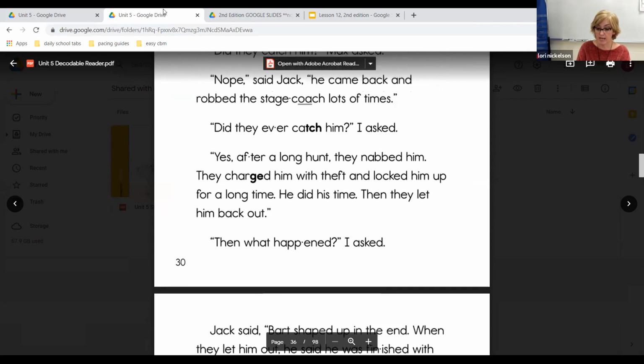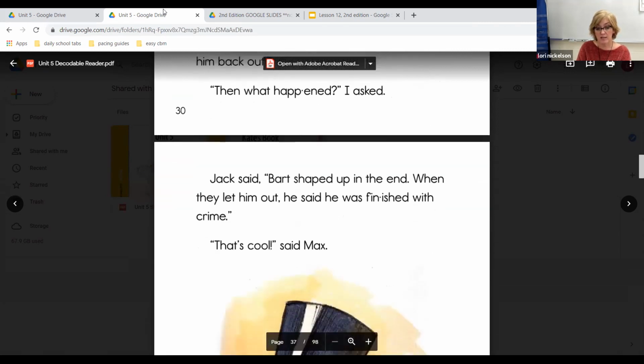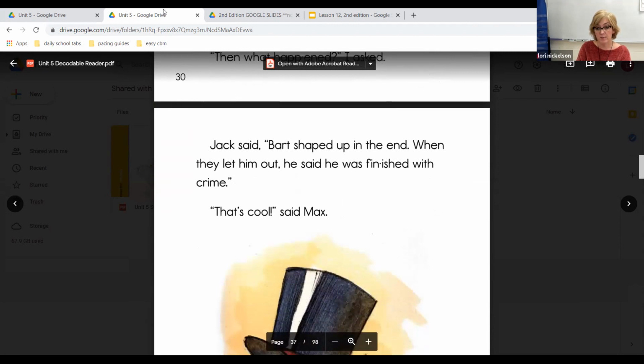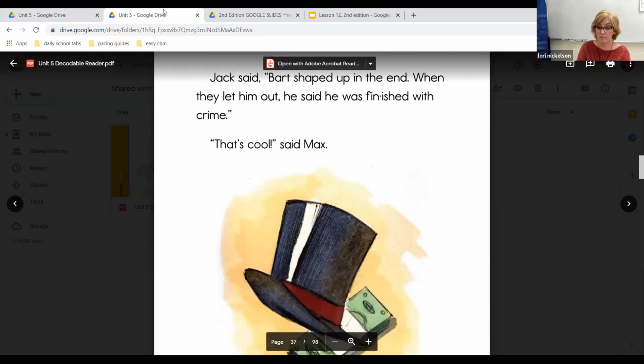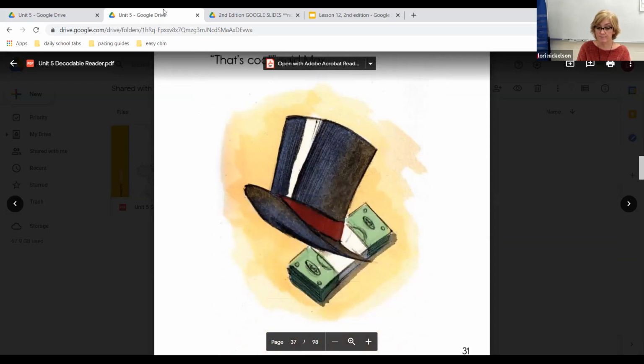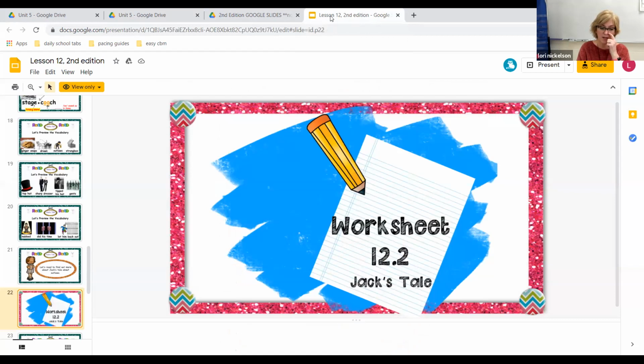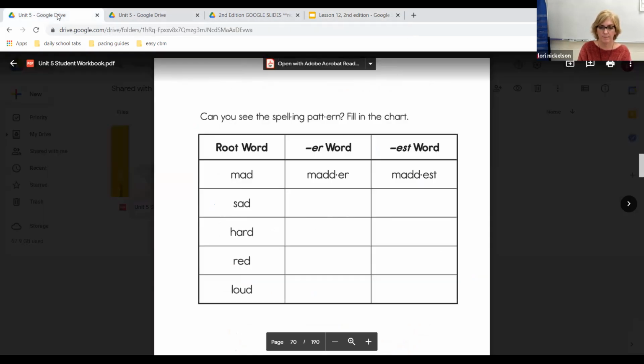"Then what happened?" I asked. Jack said Bart shaped up in the end when they let him out. He said he was finished with crime. "Well, that's cool," said Max. Okay. So, I guess we should go on over to our worksheet. Let's go on over there.